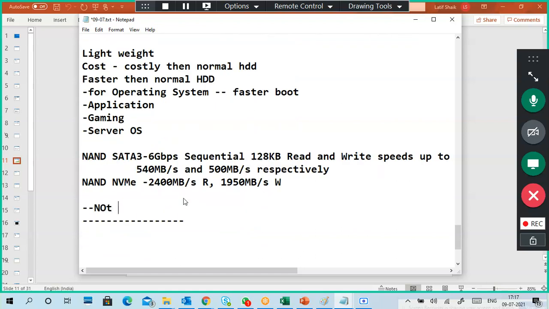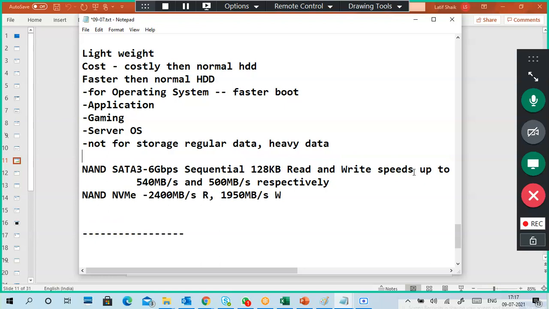This is mainly not for storing regular data or heavy data, like videos and all. Not for that. I think, guys, you got this point.